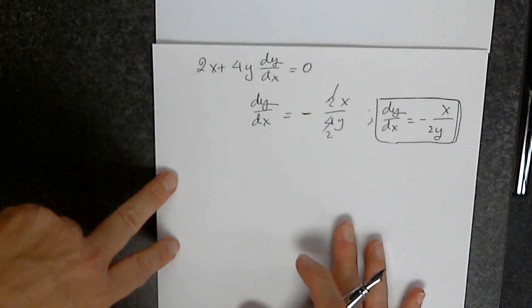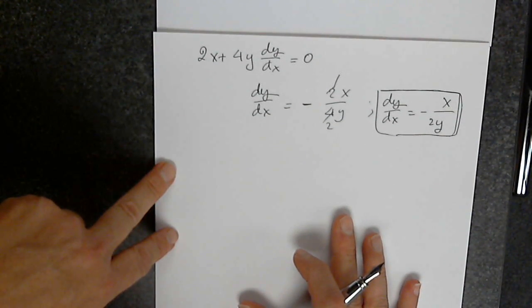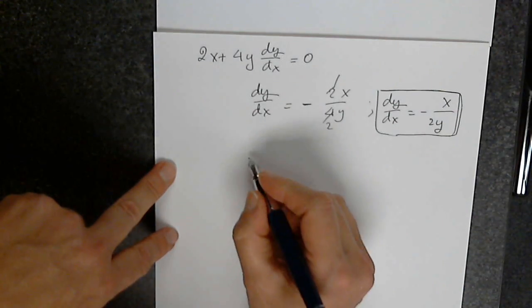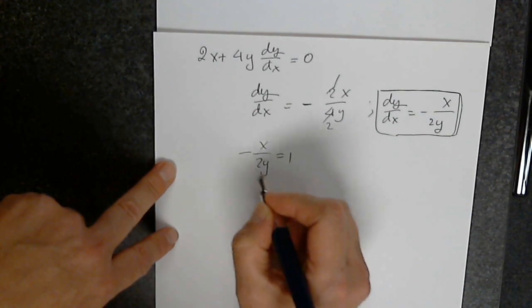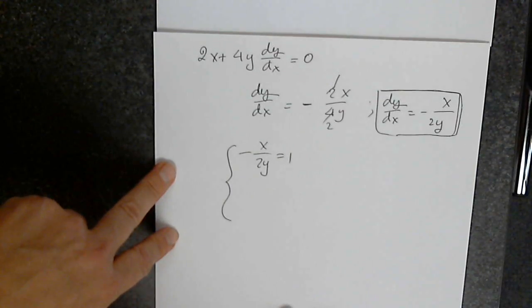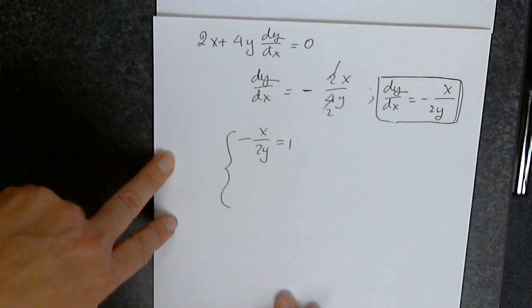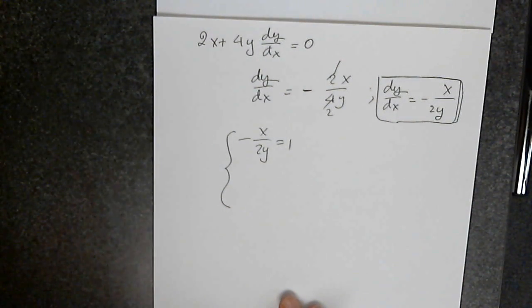So I know that this slope is 1, right? So I know that negative x over 2y is 1. I also know that those points are on the ellipse. Since I have two variables, I need two equations. What will be the second equation? The only one I have. The other one I have. There is nothing else.